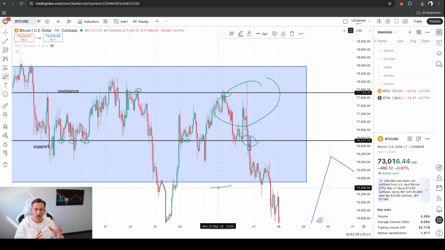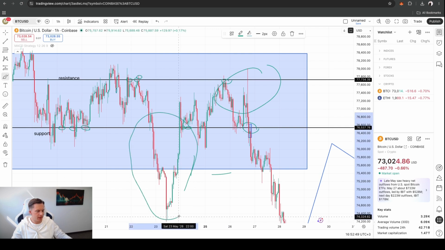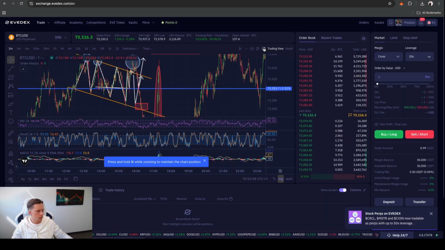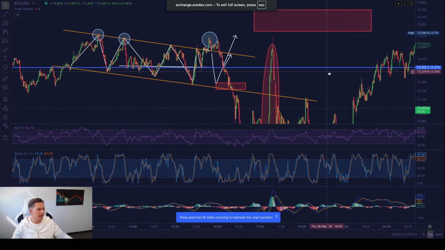So sometimes we do have breaks of the support level, and we do sometimes have breaks of the resistance levels, just like we had in this big area here. So this is a very large breakout, but you can see price came back within that key level and continued to move within it.